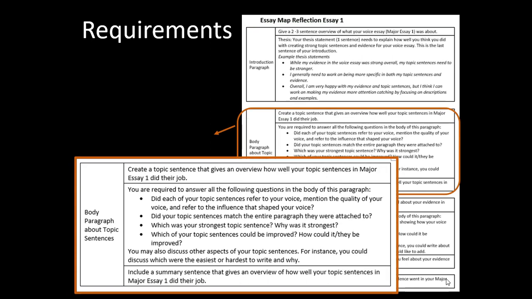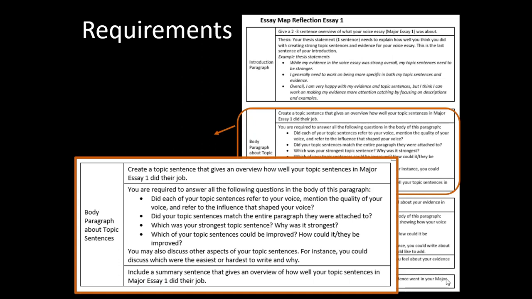Once you get that introduction paragraph done, you need to go to body paragraph 1. Body paragraph 1 is all about how you did in those topic sentences. You're going to give a topic sentence that gives an overview of how well all of your topic sentences in Major Essay 1 did. And the summary sentence is going to remind us of that. In the middle, there are 4 bullet points that you need to answer those questions.